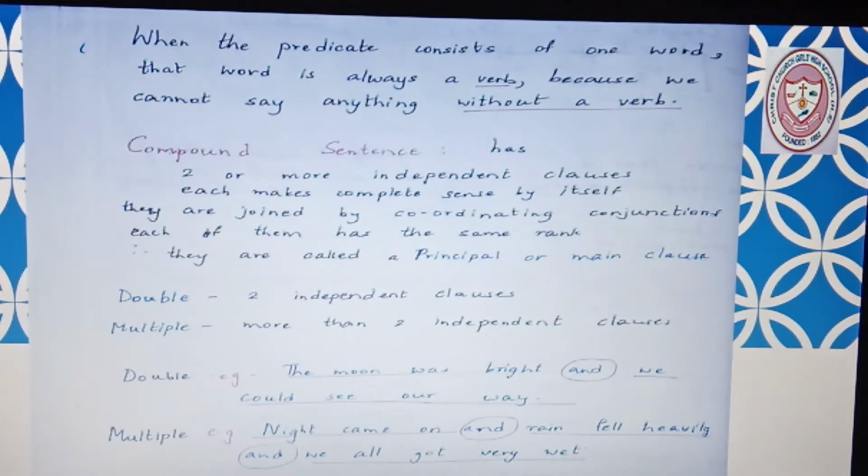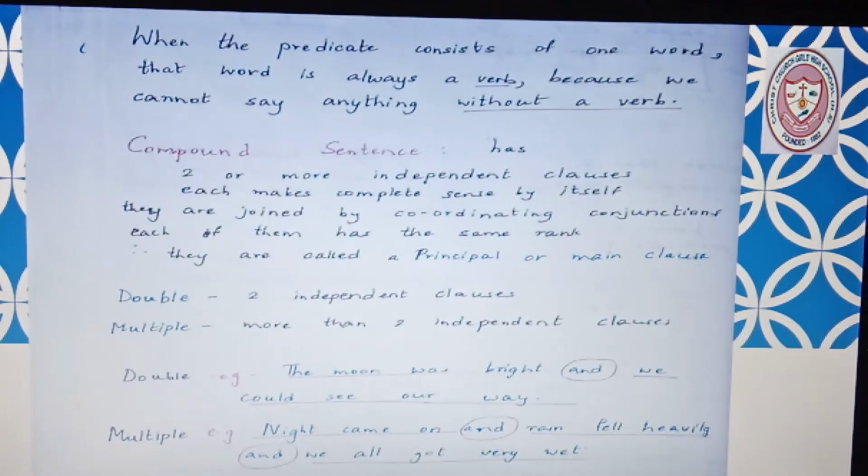Double example here is, the moon was bright and we could see our way. The moon was bright. This is one clause. Another clause is, we could see our way. That is another clause. So both these clauses are joined by and. And here is the coordinating conjunction, which joins two clauses of equal rank.